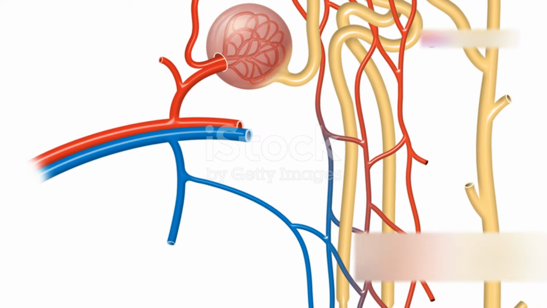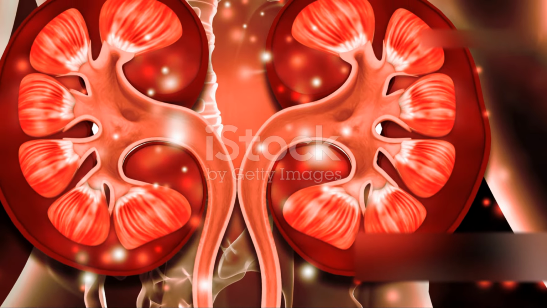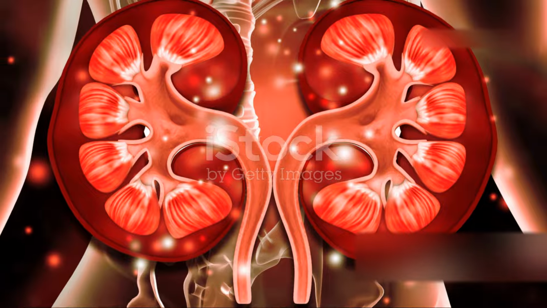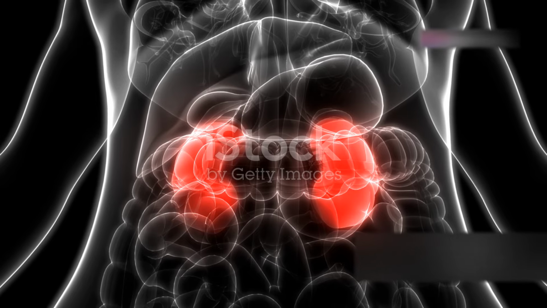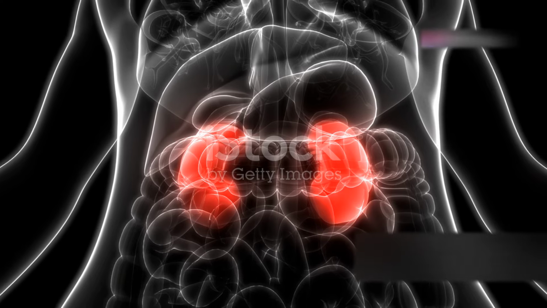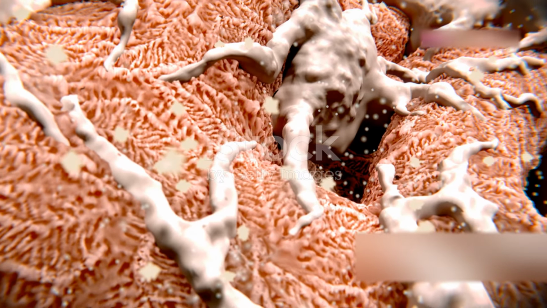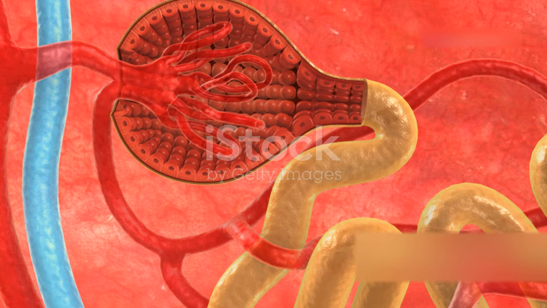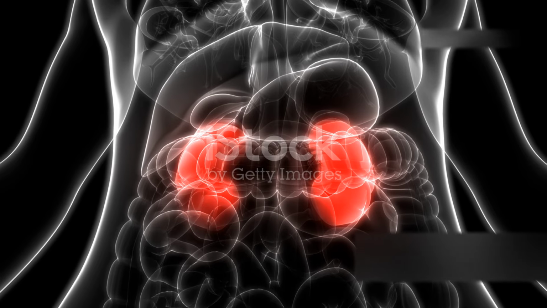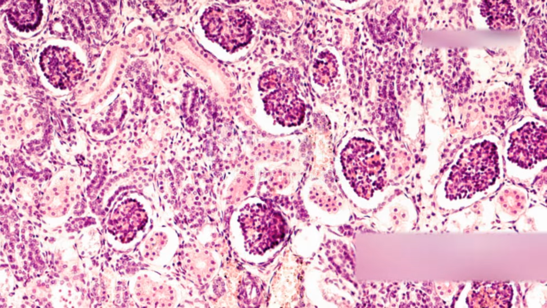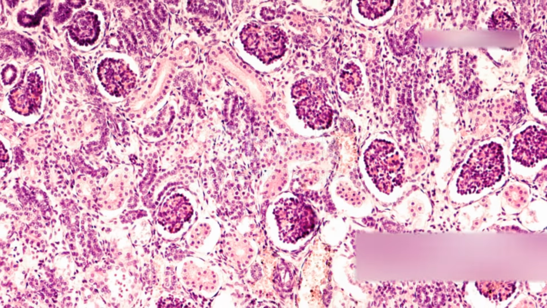Now, let's delve into the structure of the nephron. Each nephron has two major parts, the renal capsule or corpuscle and the renal tubules. The renal capsule is the proximal blind end of the nephron. It consists of a cup-shaped Bowman's capsule and a cluster of blood capillaries in its concavity known as the glomerulus. The renal tubule continues from the renal capsule and acts as a filter refinery consisting of three parts.